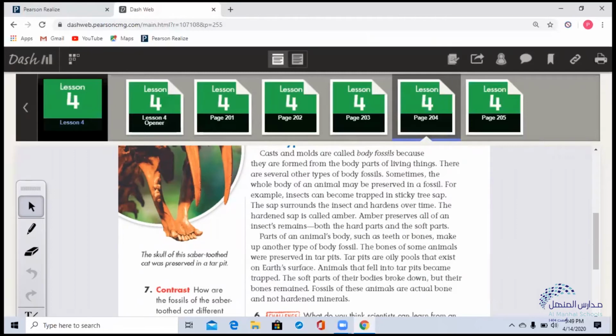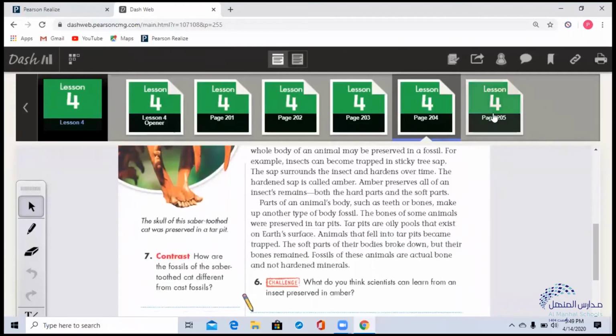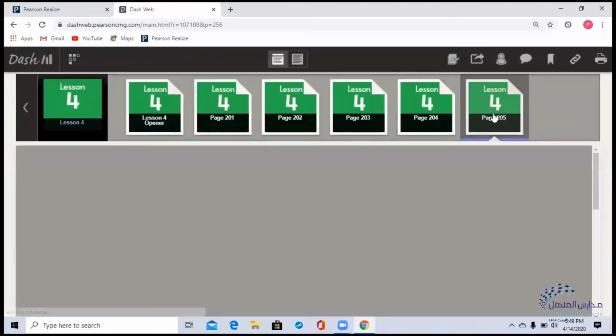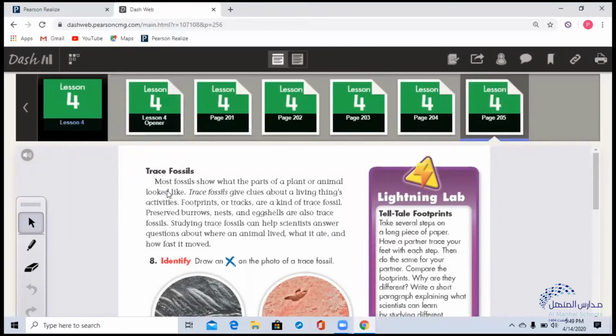Animals fall into these tar pits and become trapped. The soft parts of their bodies break down, but their bones remain as fossils. So let's turn to page number 205 to see trace fossils. The last type of fossil that we get is a trace fossil.